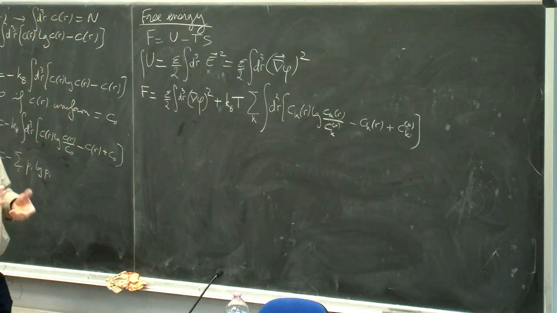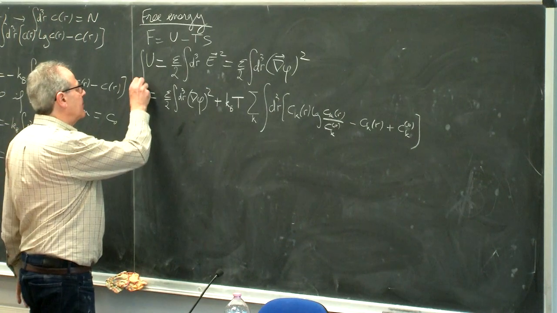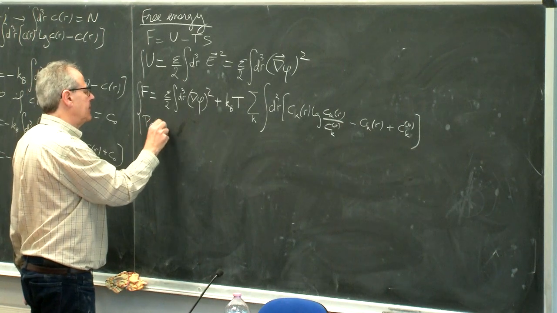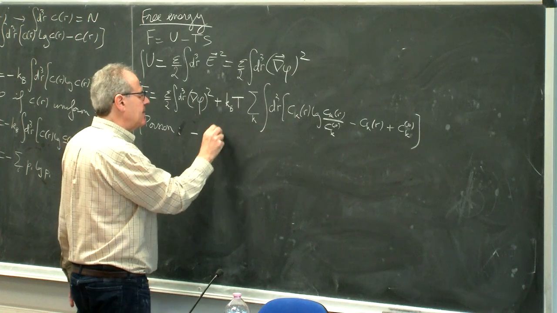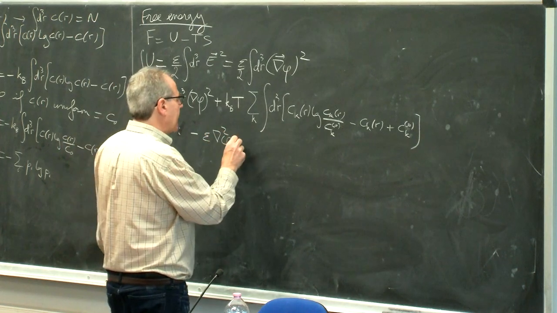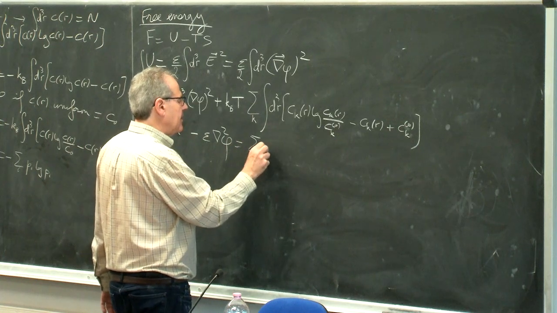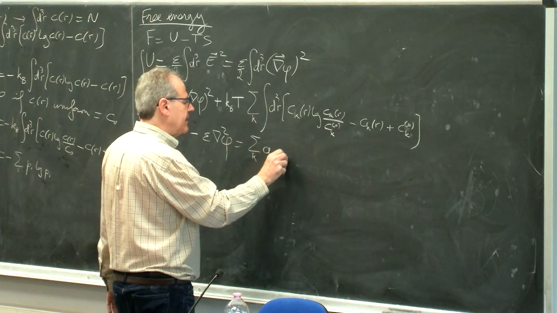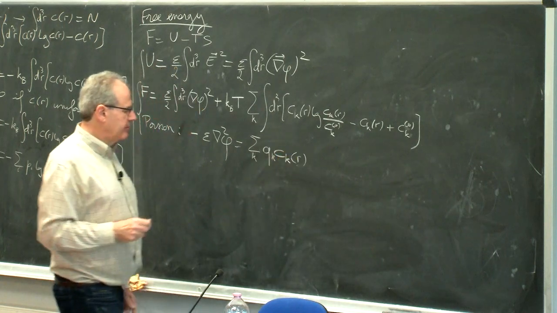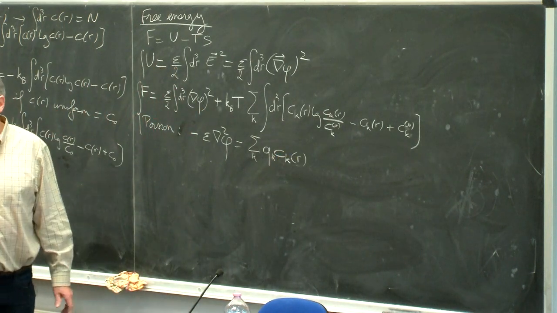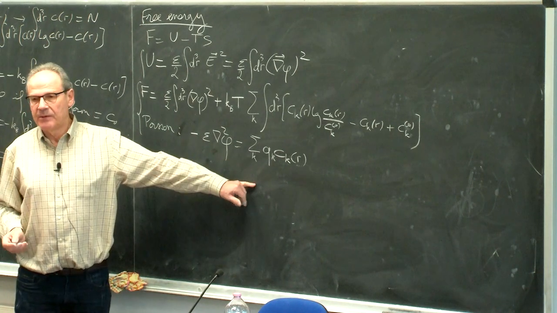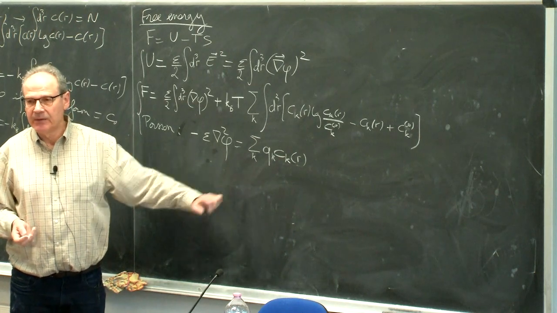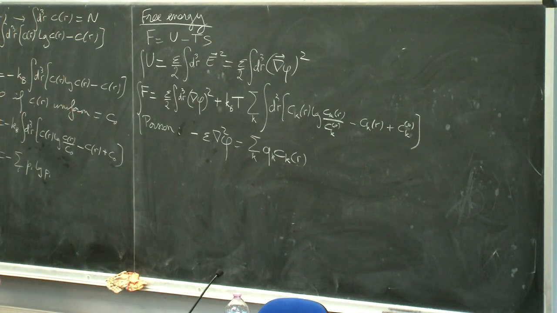And then, of course, there is the relation between the two, which is given by the Poisson equation: minus epsilon Laplacian phi equals the sum over k of qk ck of r. That's the Coulomb equation, the Poisson equation, right? Minus epsilon Laplacian phi equals the concentration or density of ions. So this is the relation between the two.